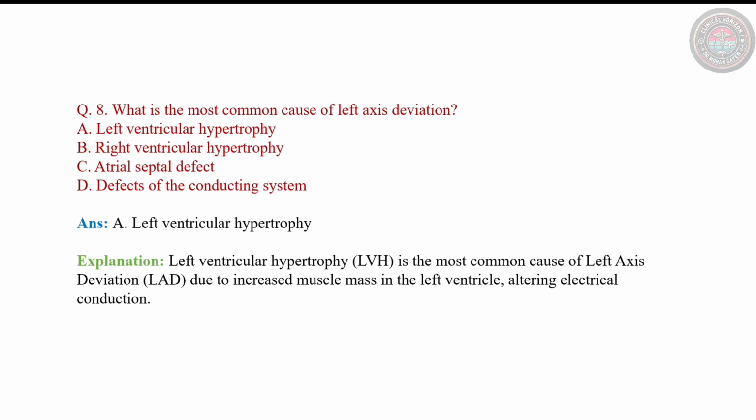What is the most common cause of left axis deviation? The correct answer is left ventricular hypertrophy. LVH is the most frequent cause of left axis deviation due to the increased mass of the left ventricle, which leads to a dominant leftward electrical vector. Other possible causes include left anterior fascicular block and inferior myocardial infarction.